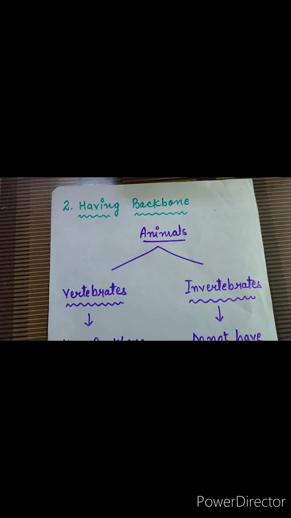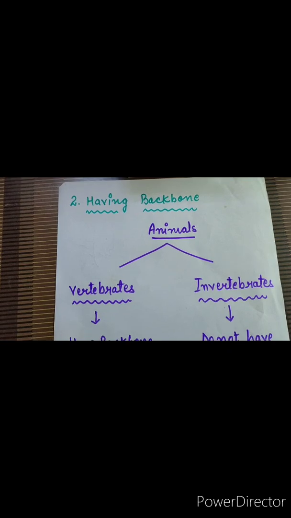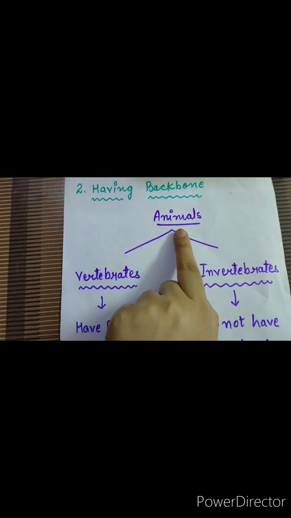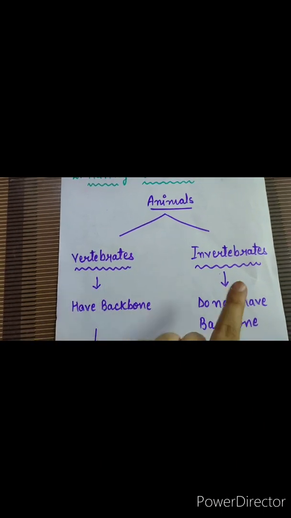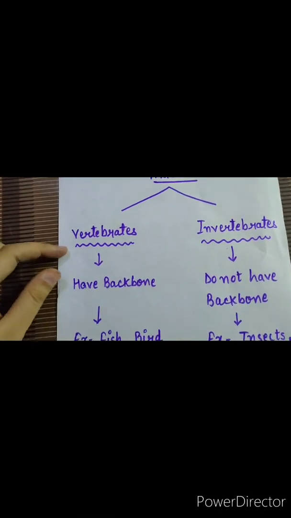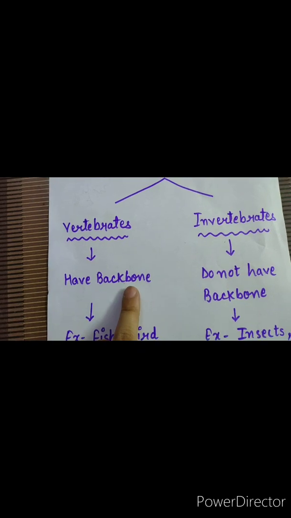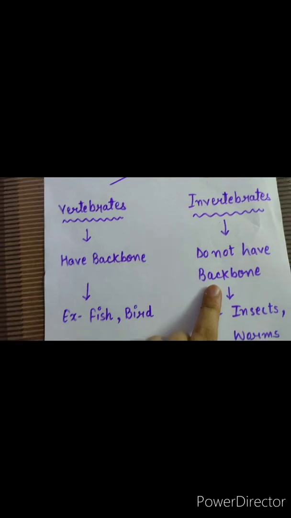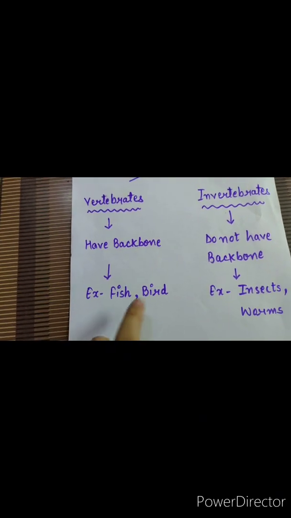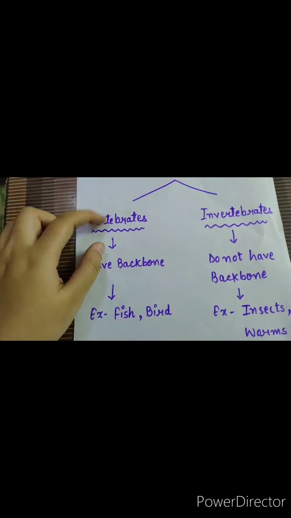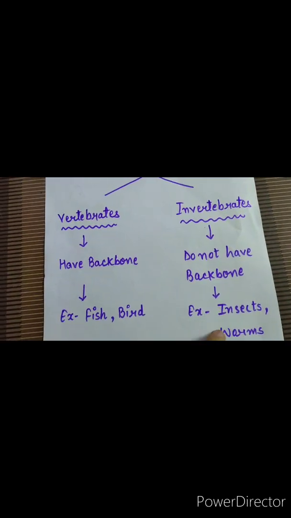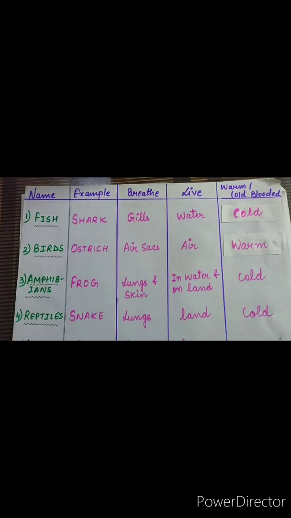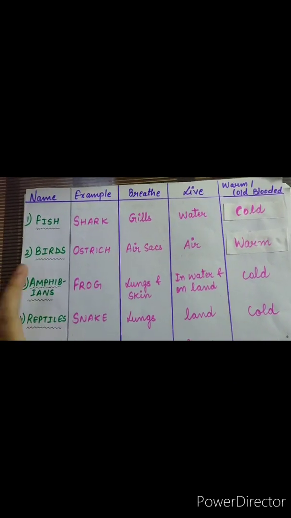Students, animals are divided into another category on the basis of having a backbone or not. According to that, animals are divided into two groups, vertebrates and invertebrates. Vertebrates are those who have a backbone, while invertebrates are those who do not have a backbone. For example, fish and birds are vertebrates, while insects and worms are invertebrates. Okay, let's quickly revise each group of vertebrate animals.